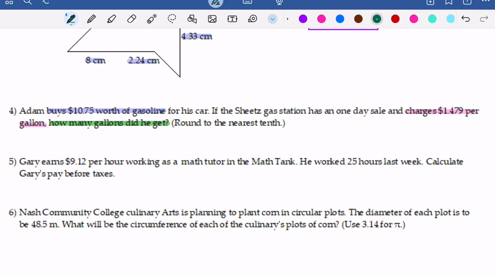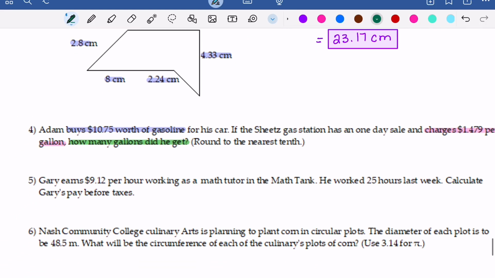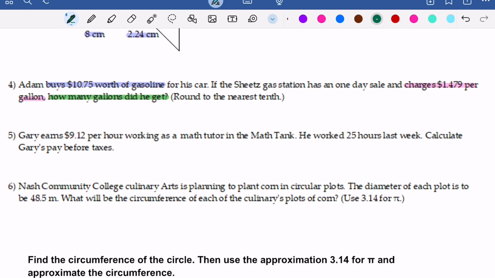And so what we're going to do here is divide the price he paid for his gas, his total price, by the amount he paid per gallon. And if we do that, what we'll get is the number of gallons that he purchased. So rounding that to the nearest tenth, we get 7.3 gallons.